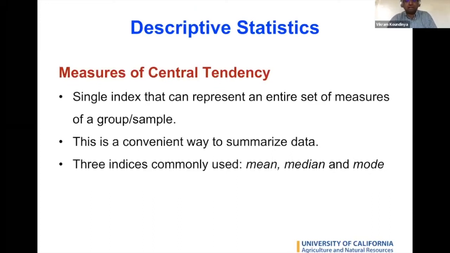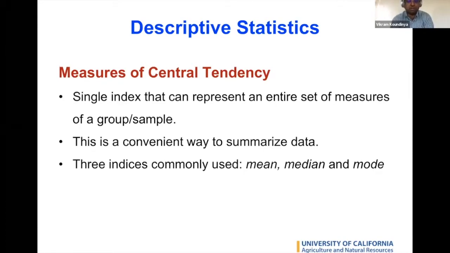So just a little bit about touching base about the basics of central tendency, how we can represent a group of data using the central tendency measures. A central tendency measure is a single index that can be used to represent an entire set of measures of a group. So we collect data from people. How can you interpret and summarize the group statistics?